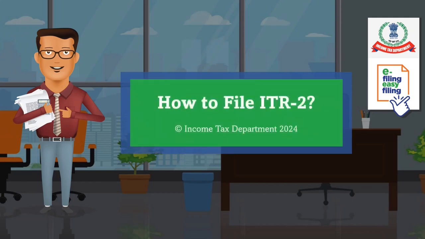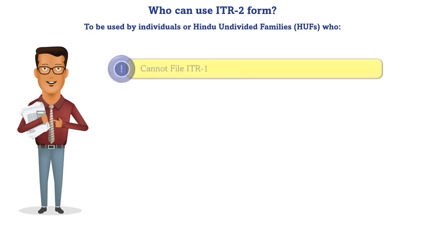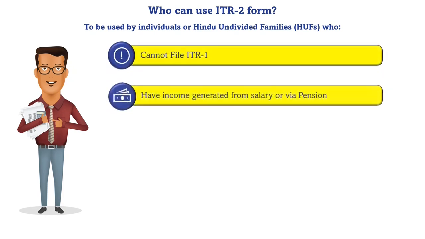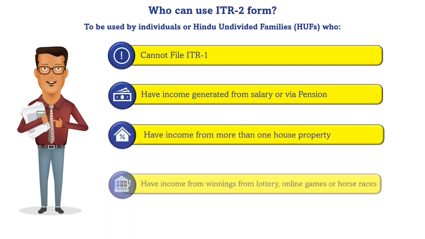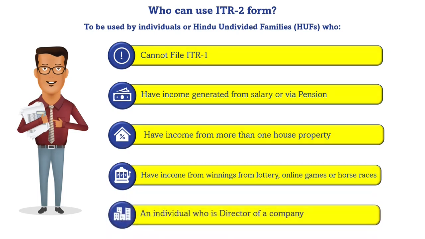This video is on how to file your income tax return in Form ITR 2. Form ITR 2 can be used by those individuals or Hindu undivided families who cannot file ITR 1, who are having income generated via salary or pension, income from more than one house property, income from winnings from lottery, online games, or horse races. The form can also be used by an individual who is a director of a company.